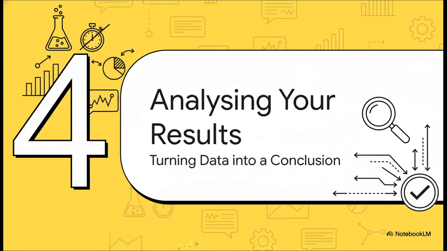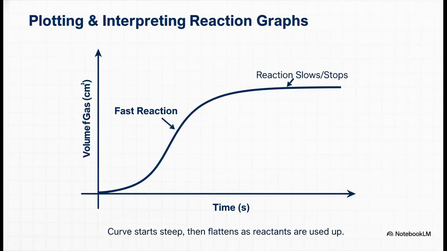Okay, experiment's done. You've got a page full of numbers. Now what? Well, now comes the fun part, the part where you turn that raw data into a real scientific conclusion. If you did the gas syringe method, it's graph time. Remember, time always goes along the bottom on the x-axis, and the amount of gas you collected goes up the side on the y-axis. What you'll see is a curve that starts off really steep. That's when the reaction is going full steam ahead. Then it'll start to level off, getting less and less steep until it goes completely flat. That's when the reaction is over.